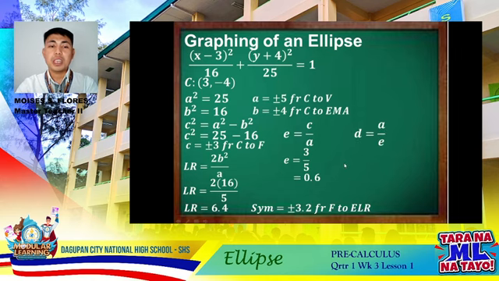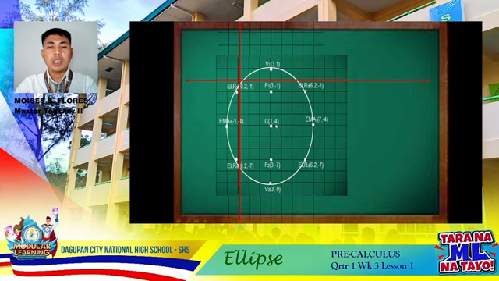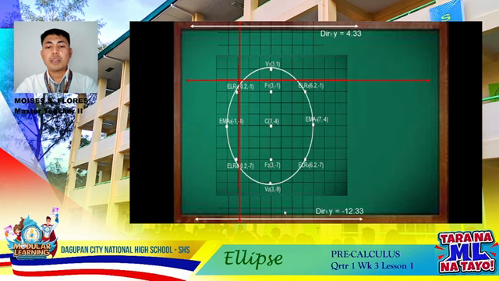And of course, your D, the distance from the center to your directrix, is 5 over 0.6, and that is positive or negative 8.33 from your center to your directrix. So again, 8.33 upward units from the center, there you have, which is 4.33. The same through here, downward 8.33 units, and we have y equals negative 12.33. This is now the complete details of our graph of our ellipse.